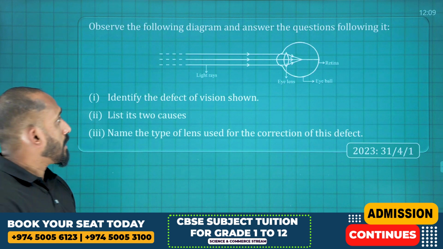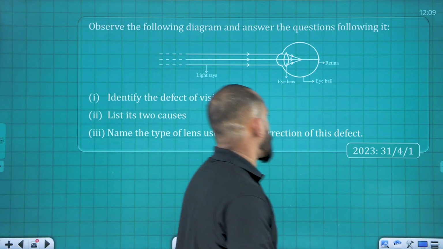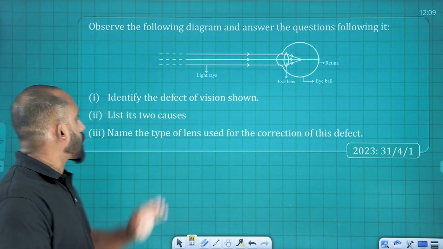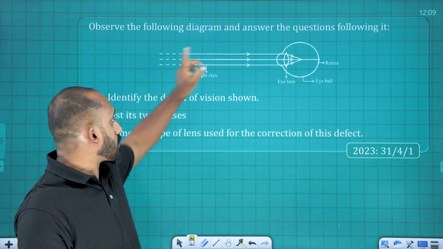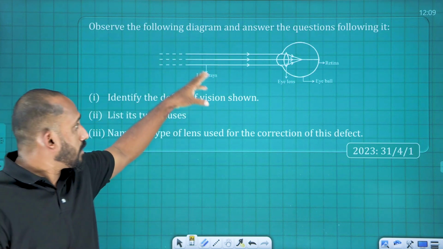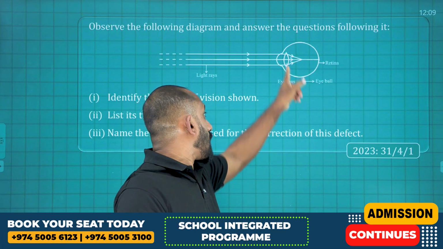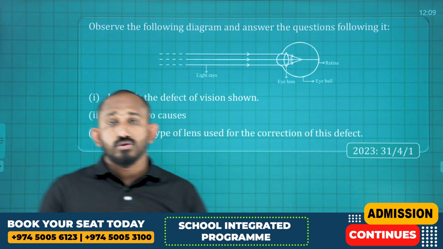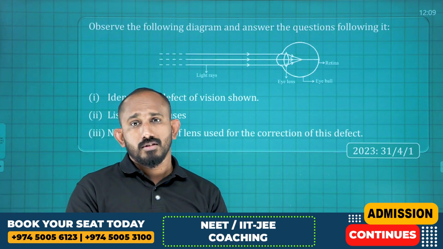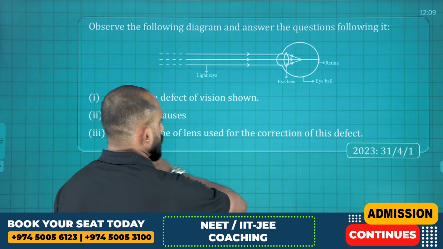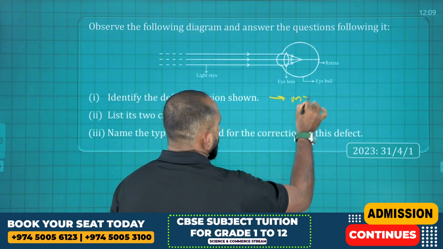Observe the following diagram and answer the questions following it. So again, one other type of question here. In 2023, this question came. See this figure. Light rays coming from infinity, so parallel rays means they're coming from infinity. And see, the image is formed in front of the retina. So retina is here, eye lens here, and here the image is formed. If the image forms in front of the retina, what is it? It's myopia. Identify the defect of vision shown. So that is myopia.